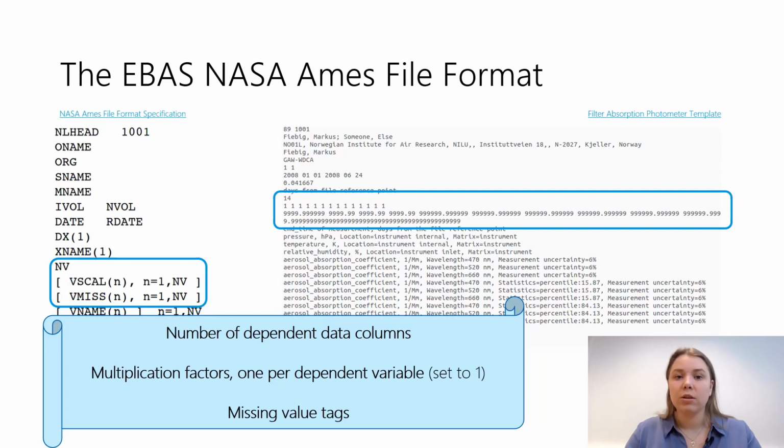This is not used and thus set to 1. So if you have 14 rows of dependent variables, there should be 14 ones separated by a space in this line.